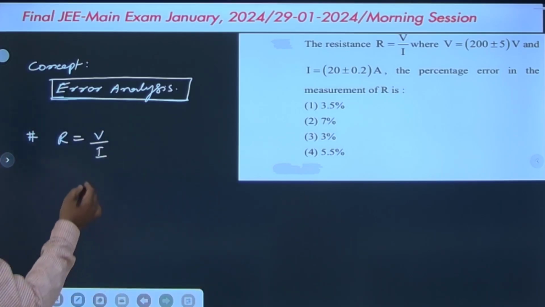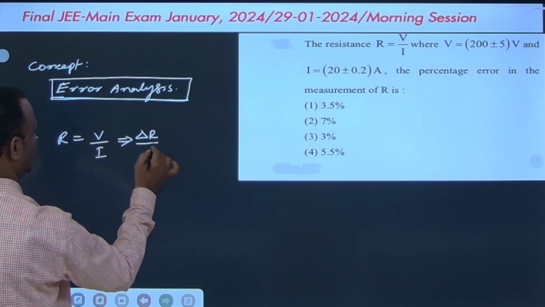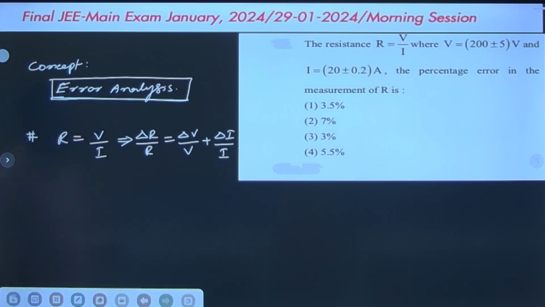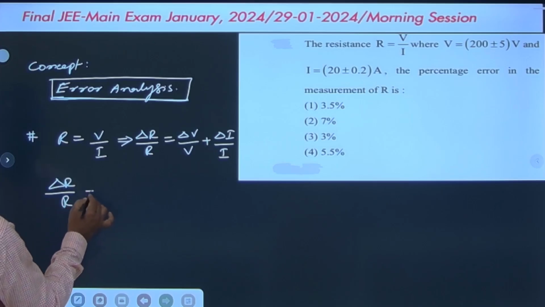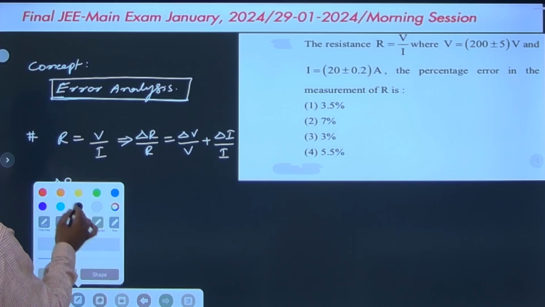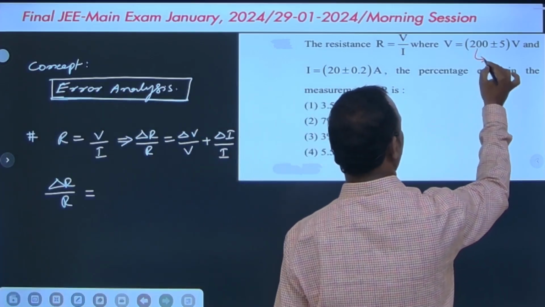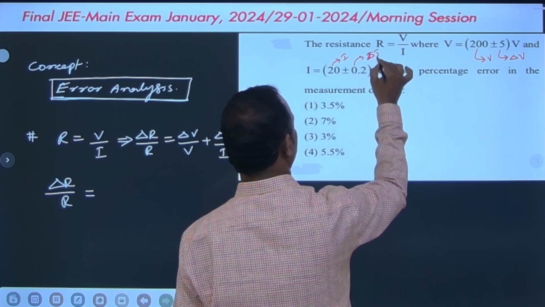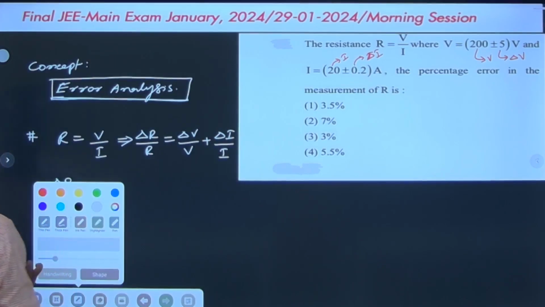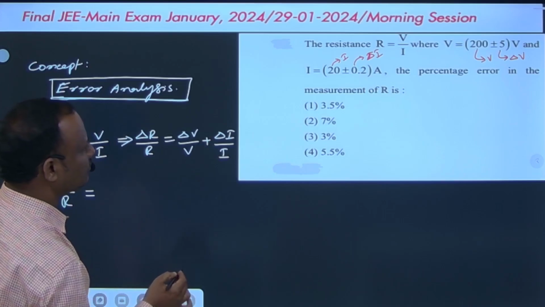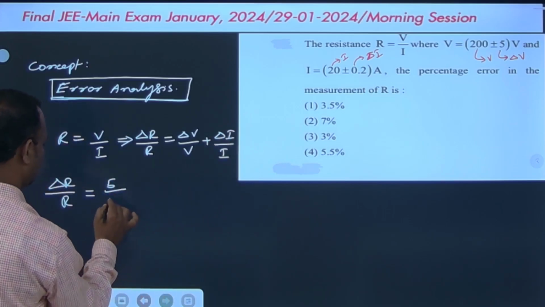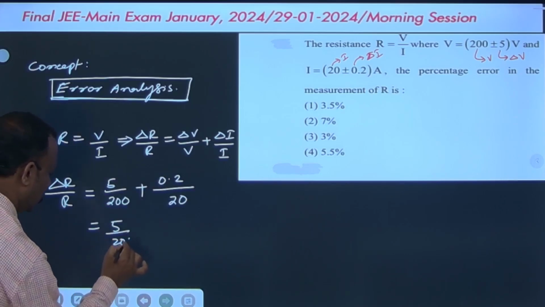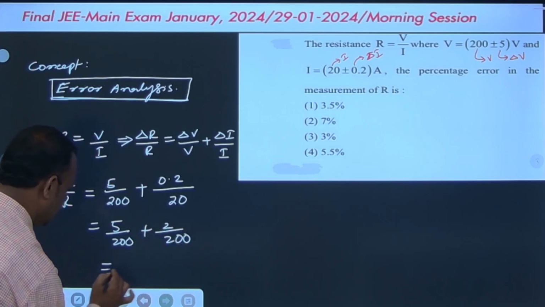Now the error: delta R by R is equals to delta V by V plus delta I by I, the maximum possible error. First we need to check this, where V has delta V, and I has delta I. Delta R by R is equals to delta V by V plus delta I by I, so 5 by 200 plus 0.2 by 20. This is equals to 5 by 200 plus 2 by 200. It will be 7 by 200.